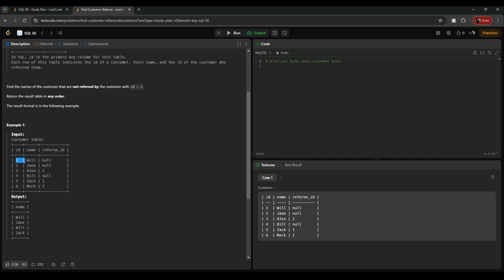So one's referee ID is null, two's referee ID is also null, four is also null, and five is one. So Zach, Will, Jane, and Will.